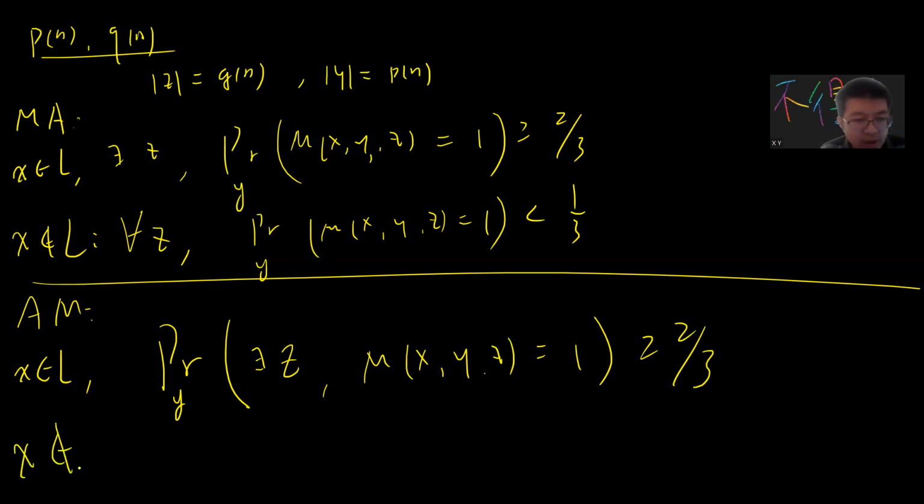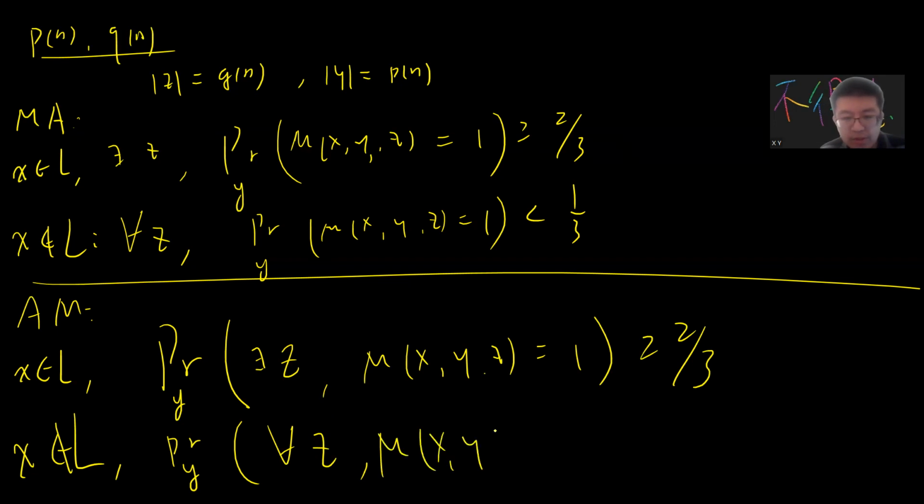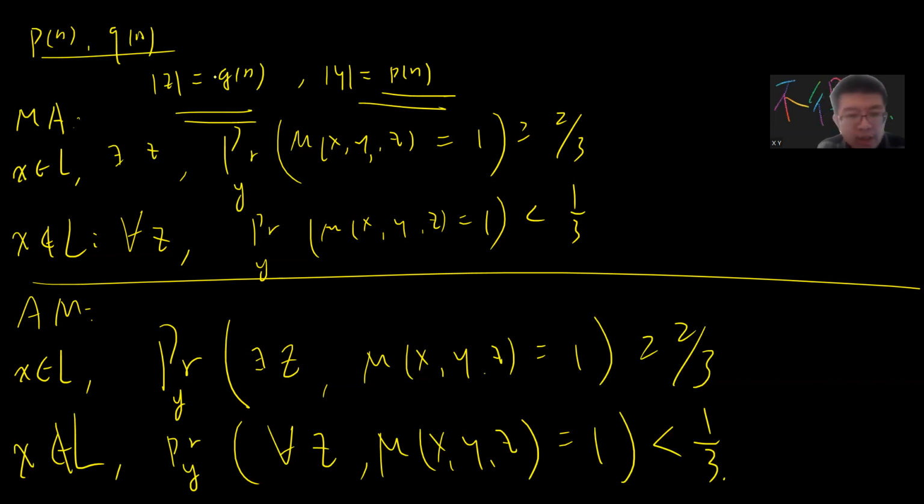And if x does not belong to L, then for every coin that Arthur sends, Merlin cannot make this algorithm accept with high probability. So these two are basically the definitions, and the lengths are P of n and Q of n. The goal is to prove that MA is a subset of AM.